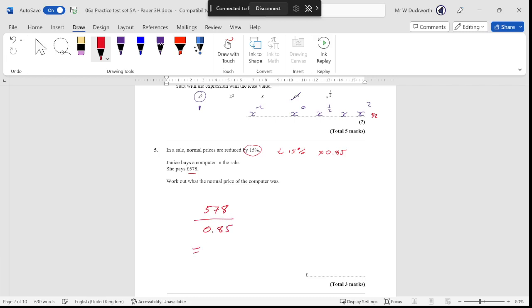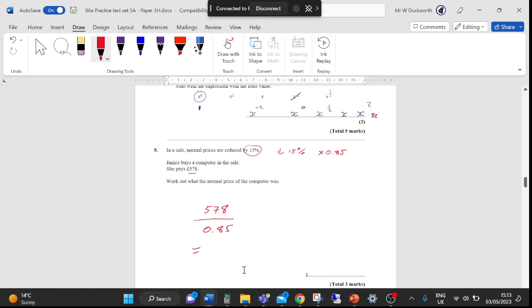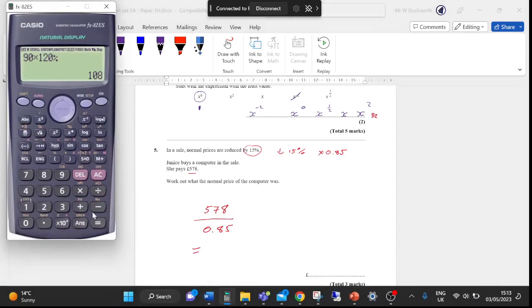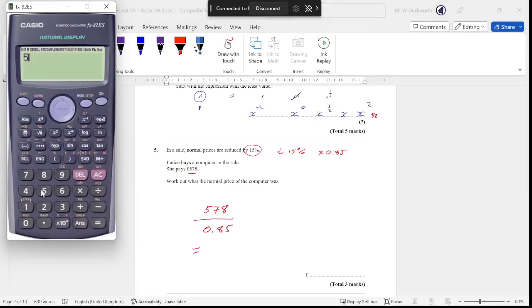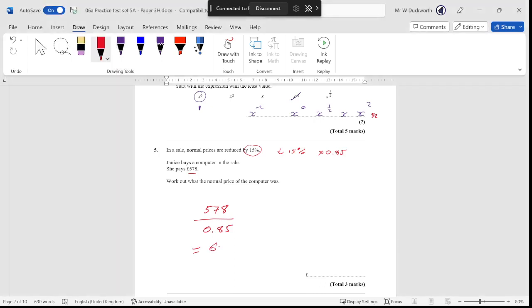And when we do that, I'll do it on a calculator, 578 divided by 0.85, and it gave us quite a nice answer, 680.